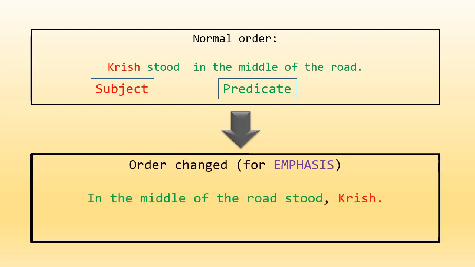Emphasis, you all understand, is to put more stress on a few words. For example, in the middle of the road stood Krish. Here, in the middle of the road stood falls under the predicate part, and Krish is the subject. So, children, you have to make it very clear that it's not essential that the subject is always written first and then comes the predicate. The order may be reversed. I hope this example is clear to everyone. Good.